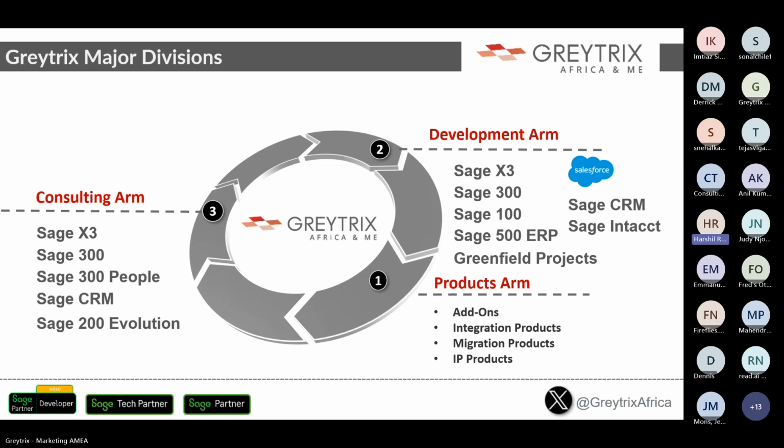These are the products we are primarily focusing on: Sage X3, Sage 300, People, which is an HR payroll solution, Sage CRM, and 200 EVO. So we have a range of products for SMEs, entry-level enterprises, small companies, everyone. Next, please.